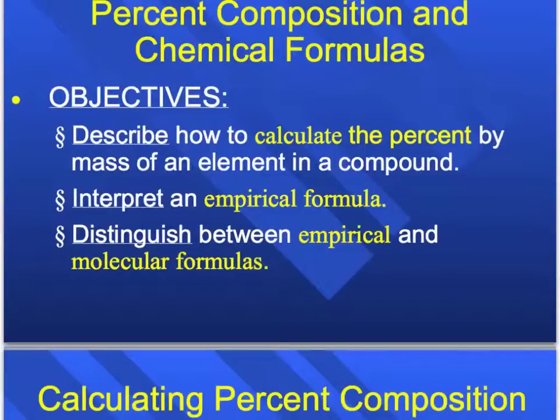So the objectives for today's lesson are to describe how to calculate the percent by mass of an element in a compound. So we're going to calculate the percent composition. We also want to know how to interpret and determine an empirical formula. And then we're going to distinguish between an empirical formula and a molecular formula. So those are the big ideas for today.